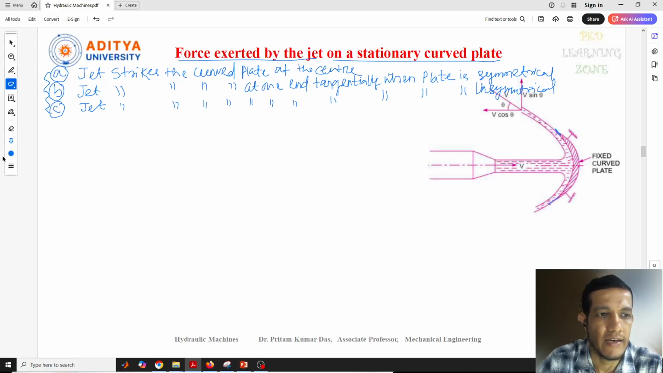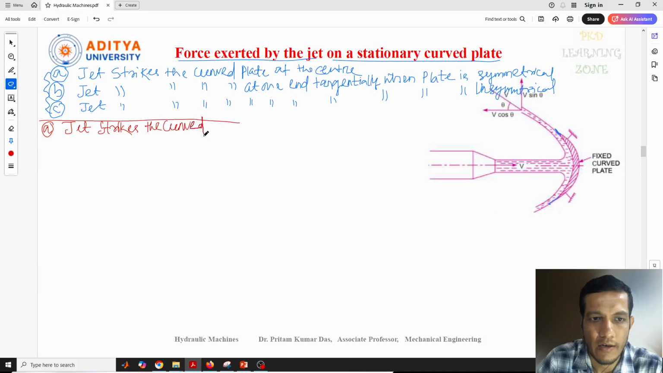Out of these three categories, today we will discuss the first one, that is, the jet strikes the curved plate at the center. For this we have taken this diagram from the book, and we'll discuss it one by one.